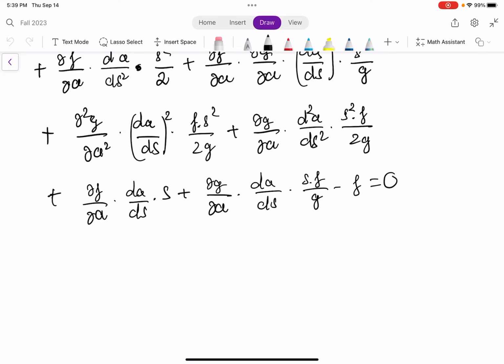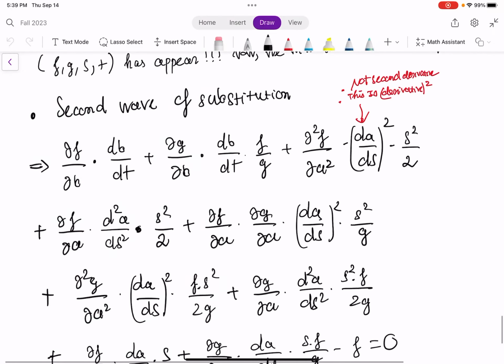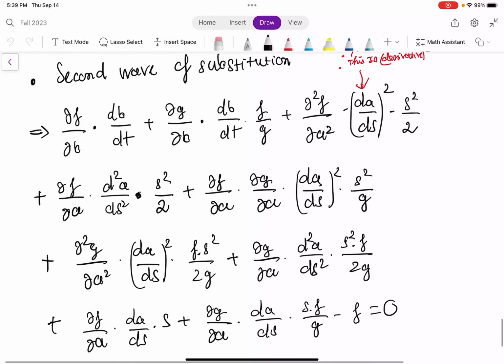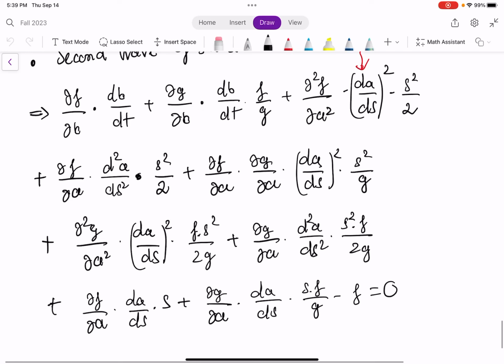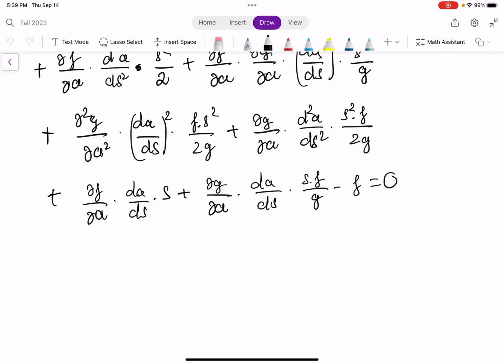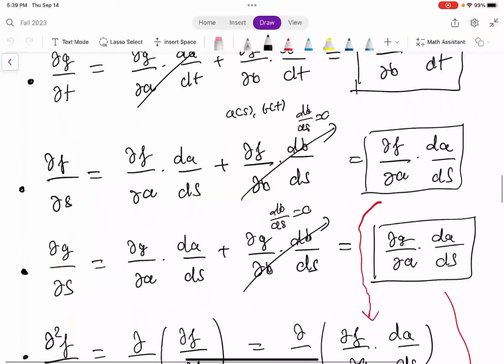Recall in the last video, we performed the second substitution, and we arrive at this chunk of the equation. The next step is to remind ourselves what our goal was in the first place.